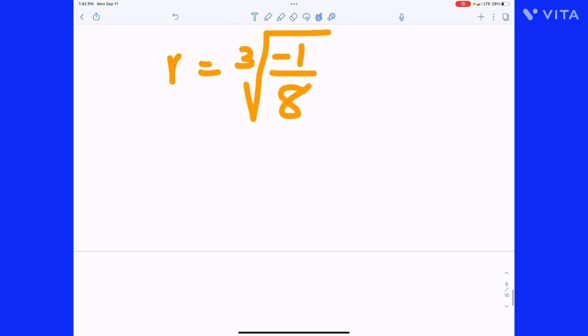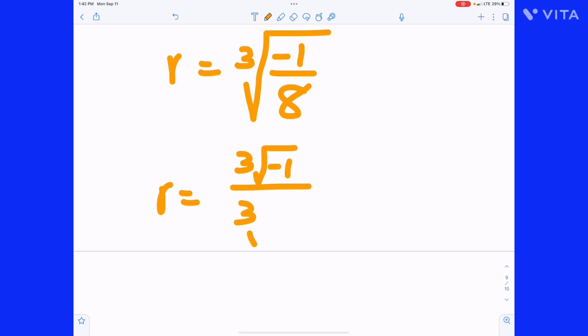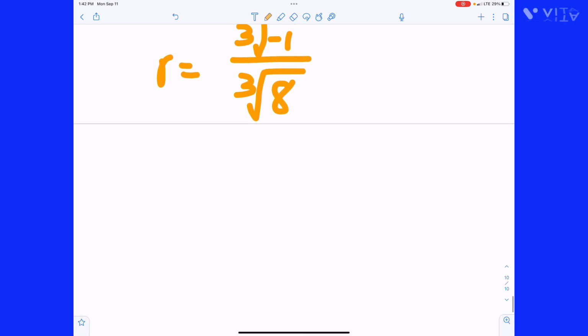If r is cube root of minus 1 over 8, that means r is the cube root of minus 1 over cube root of 8. The cube root affects both numerator and denominator the same way. So r is minus 1 over what? 2. How do we get cube root of 8?